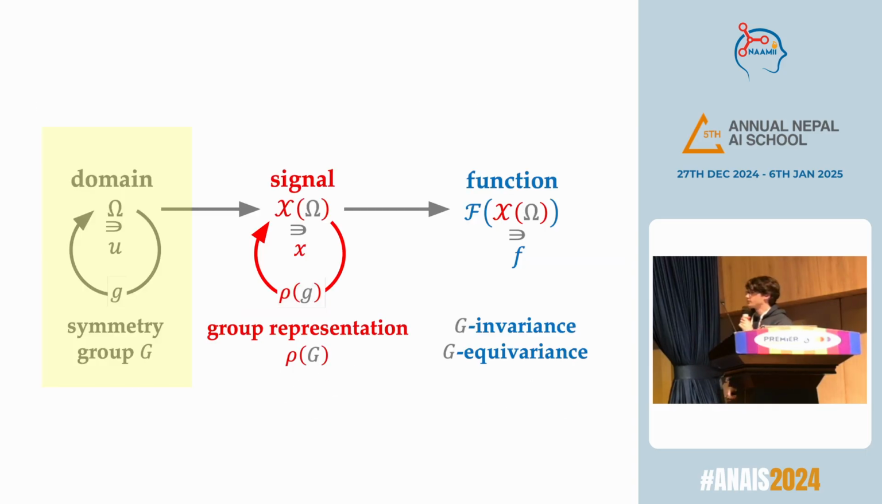Okay, so this is to recap what we've looked at. We have our domain, Omega. Then we have the mapping to the space of signals, and then we have the function that we are trying to learn. So in the case of images, just to repeat myself, I have the grid, the pixel positions, I have the RGB values at each pixel position, and then I have the function which may be classifying the image.